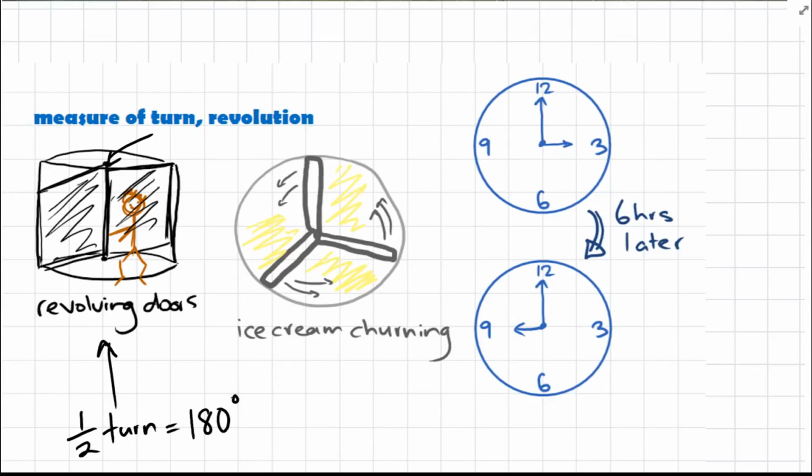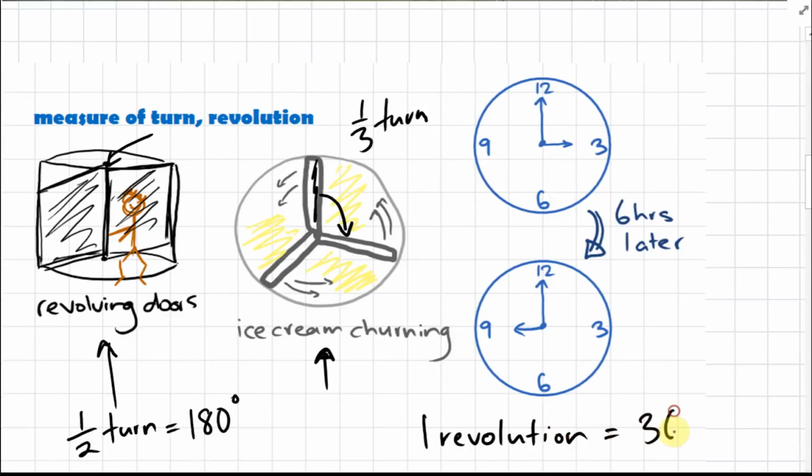If you're a person who works in, say, the food industry, and you have these large tanks with big rotating blades, for example this one here, see my crude drawing of an ice cream churner, you've got these blades here, and say we have 3 blades, you could see that this turn would be a third turn. Now if we know that one revolution is equal to 360 degrees, then a third turn would be 1/3 of that. So a third turn would be 120 degrees.